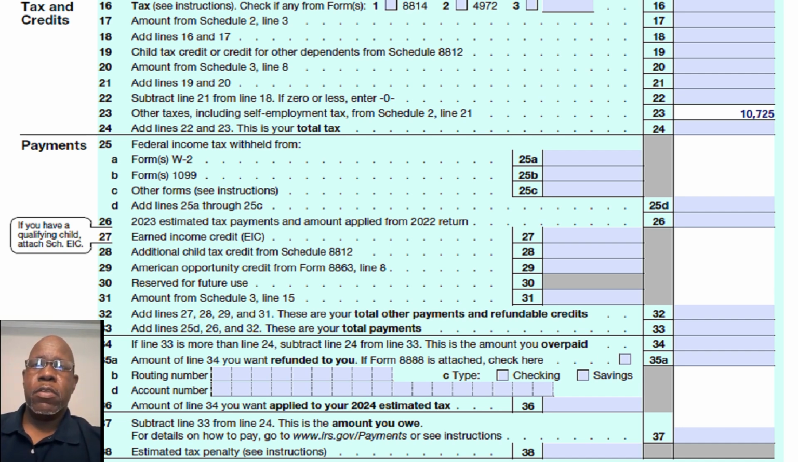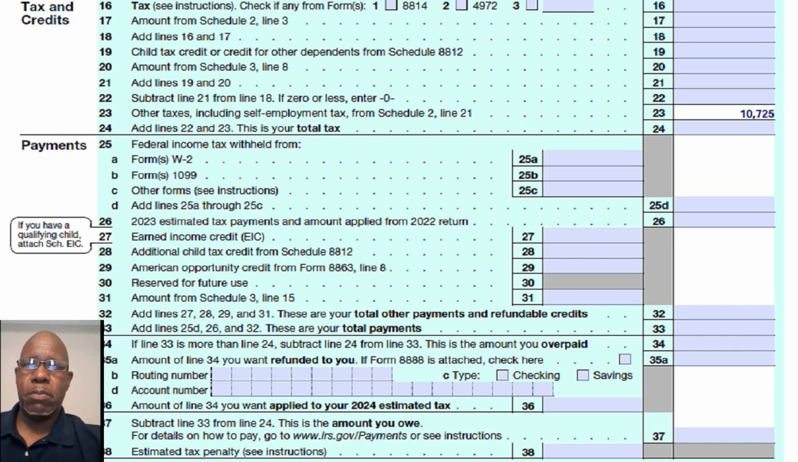So first things first, we're going to take $75,900, multiply it by 92.35%. That's going to give us $70,094. We're going to take $70,094 multiplied by 15.3%. That's going to give us total self-employment taxes of $10,725.